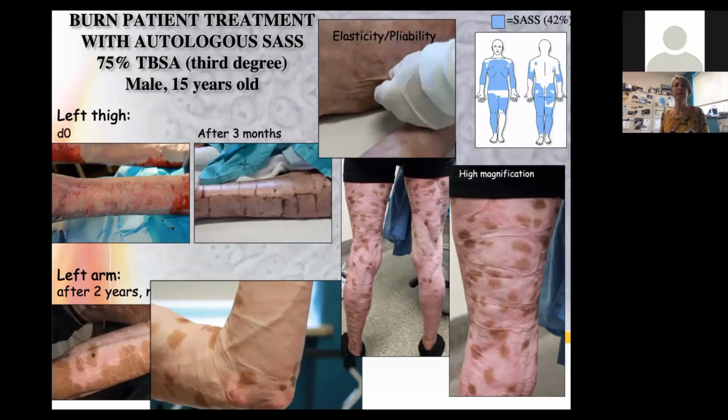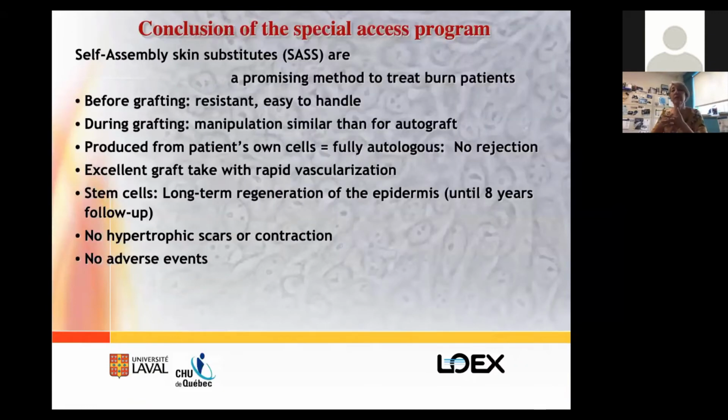Okay. So in summary, following the treatment of these 14 patients, we have concluded that the self-assembly skin substitute could be a promising method to treat burn patients. Before grafting, the SAS is resistant and can be easily manipulated by the surgeons. During grafting, the manipulation is similar to that of an autograft, so for surgeons it's interesting. As the SAS is produced with the patient's own cells, it's fully autologous, so we never observed any rejections. And of course, as we keep some stem cells in the epidermis, we observe a long-term regeneration of the epidermis.